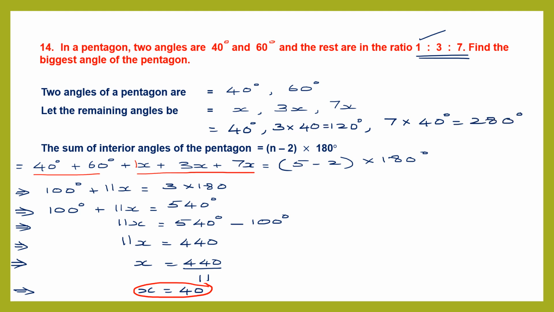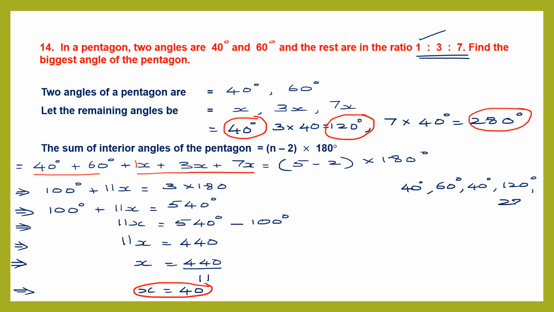So now we have all 5 angles. Let's write it down. This is the first 2 angles. Let's write down 40, 60. Now we found the other 3 angles here. Here we got 1 angle. We just found out this is 1, this is 2, and this is 3. Let's write down those 3 angles also. So that is 40 degrees, 120 degrees, and 280 degrees.